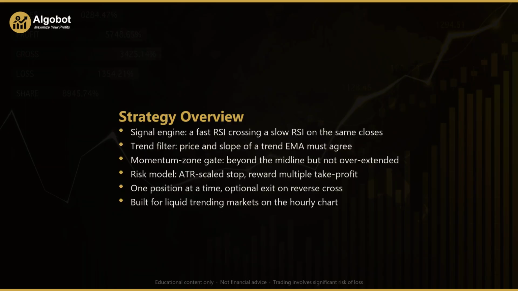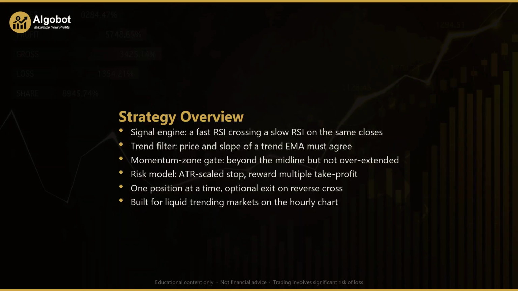Let's start with the big picture. Dual RSI Momentum Shift is a trend-following momentum system. Most traders know the Relative Strength Index, or RSI, as a single line that measures the speed of recent price moves. The catch is that a single RSI line is famously noisy. It whipsaws around the 50 level when the market is choppy, and it reacts late when price reaches an extreme. This strategy takes a different route.